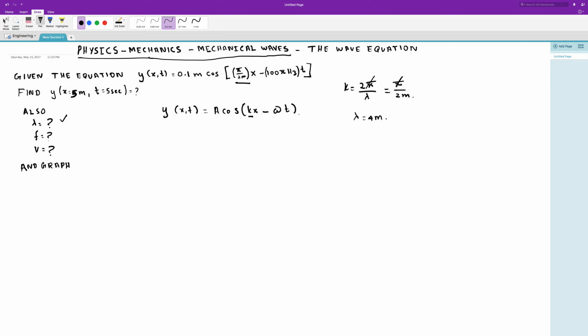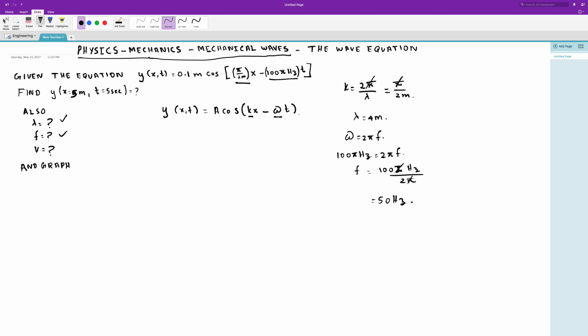Now we have to find the frequency, so we can use the equation ω is equal to 2πf, and we have the omega that is provided, 100π hertz. So I am going to substitute that here. 100π hertz is equal to 2πf. So from this we can find the frequency. Frequency is going to be equal to 100π hertz divided by 2π. π cancels, and 100 divided by 2 is 50 hertz. Now we have solved the second one.